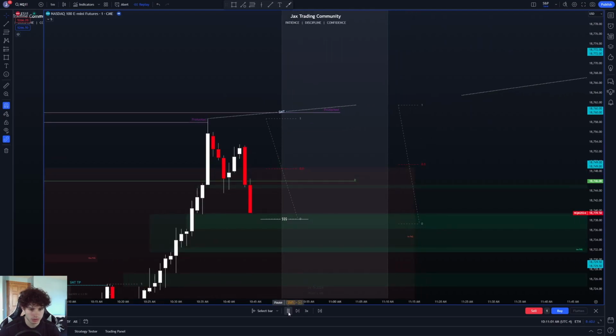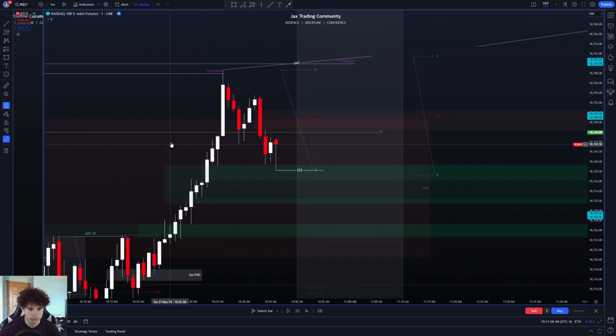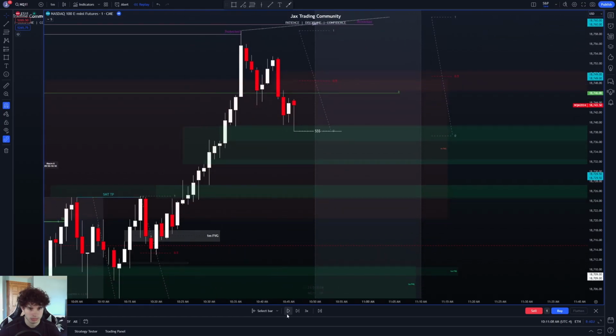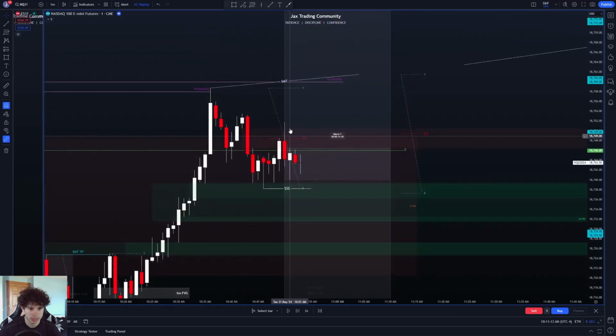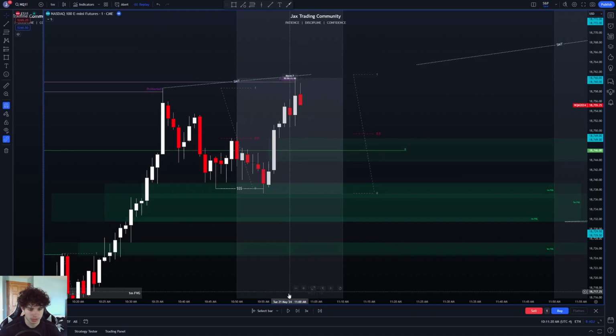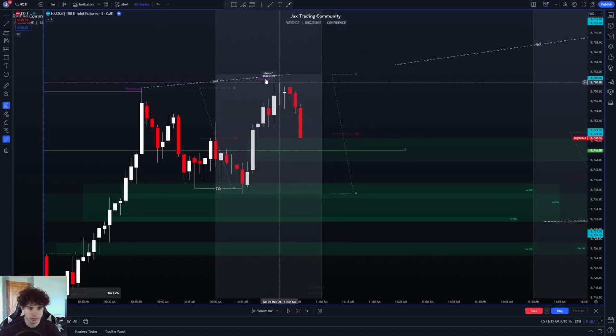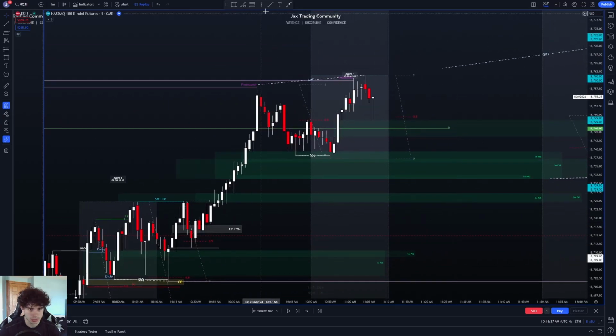Probably going to rebalance price a little bit. So we do rebalance price a little bit. And then of this little leg right here, we tap into a premium, sell off a little bit more, and then we come up and take this protected high, and then we form an SMT up here. I also want to see if we tap discount of this range. No, we don't tap discount. Very close though.